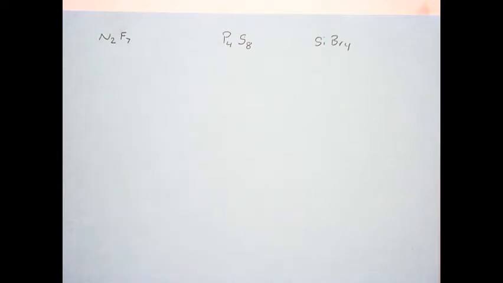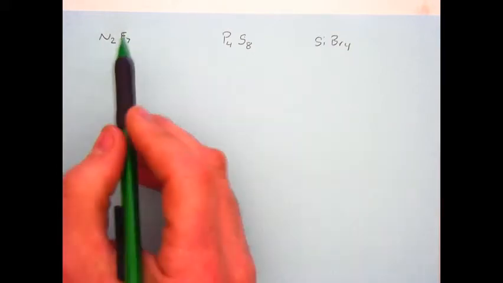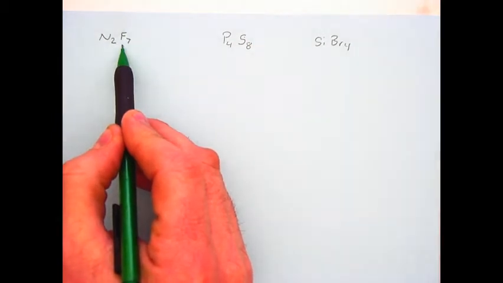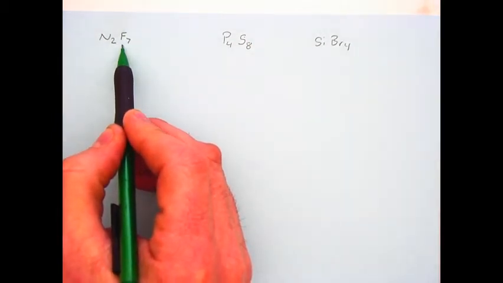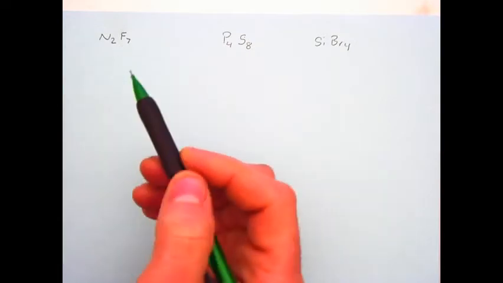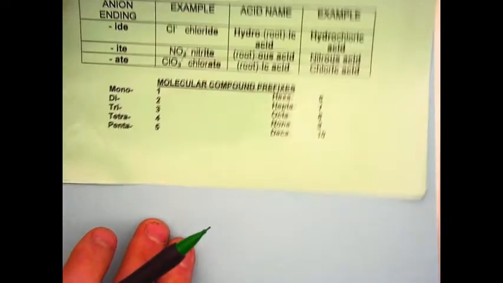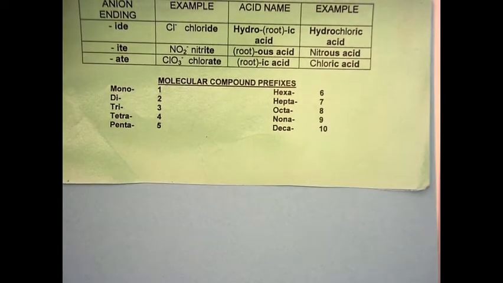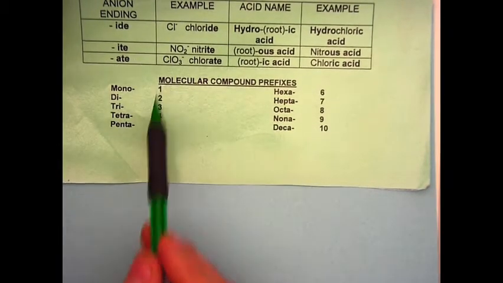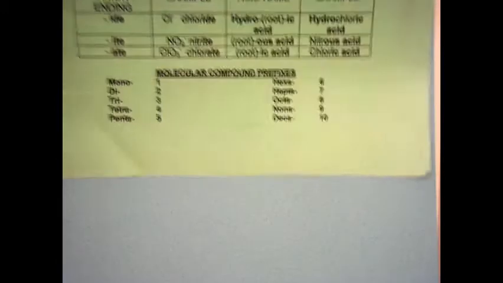And you basically use the Greek prefixes to indicate what the subscripts are. Also, the first element you just name normally. For the second element, you just use the root, and then it must end in "ide." The Greek prefixes are found in your learning packet, but also they will be provided on the test. These are they. All right.